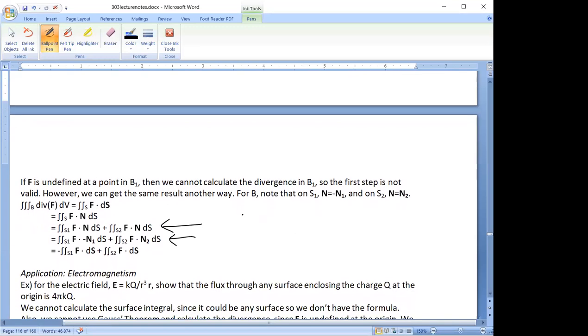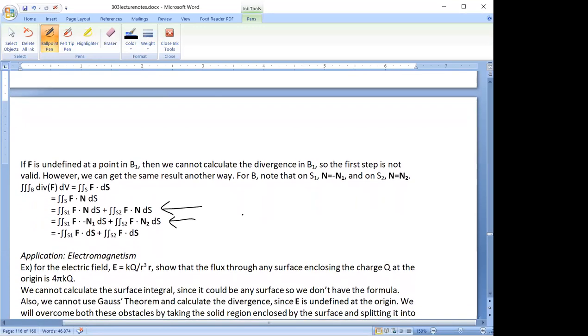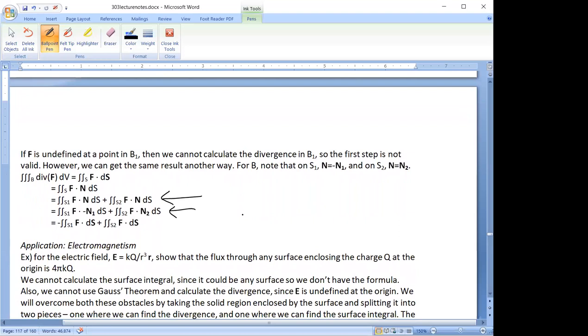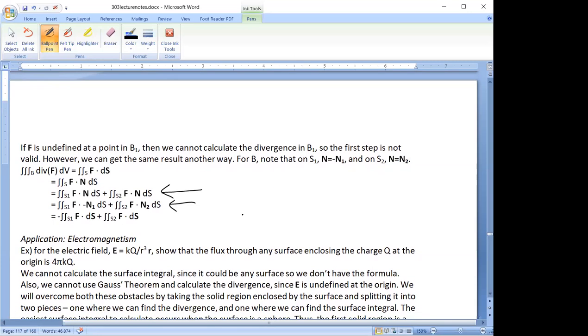We cannot calculate the surface integral because it could be any surface, so we don't have the formula. Also, we can't use Gauss's theorem and just calculate the divergence over the entire solid because the field is undefined at the origin, because at that point r equals 0 and you can't divide by 0. So we're going to overcome both of these problems by using the thing that we just did. We're going to split it into two pieces.